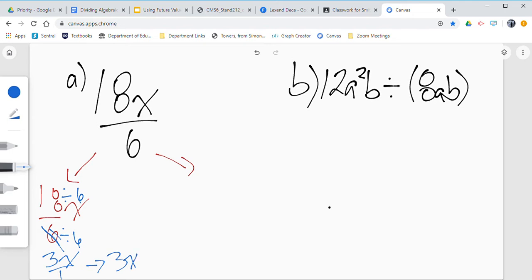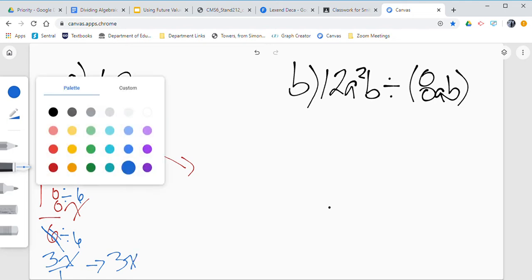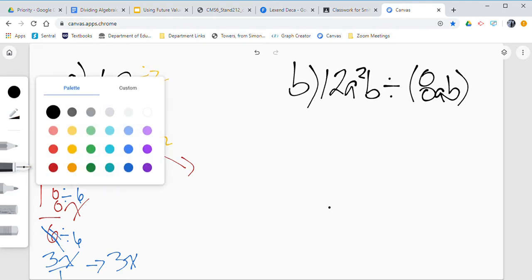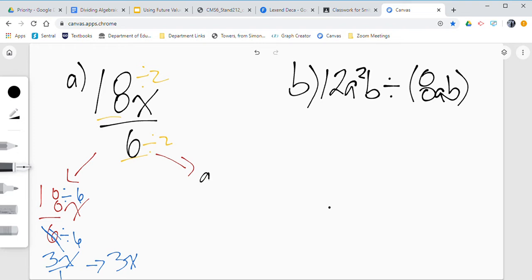Another way, if you don't know your multiplication tables right off by heart, the first thing I would do here is notice that they're both even numbers. So I divide them both by 2. 18 divided by 2 is 9, and then my x remains. And 6 divided by 2 is 3.